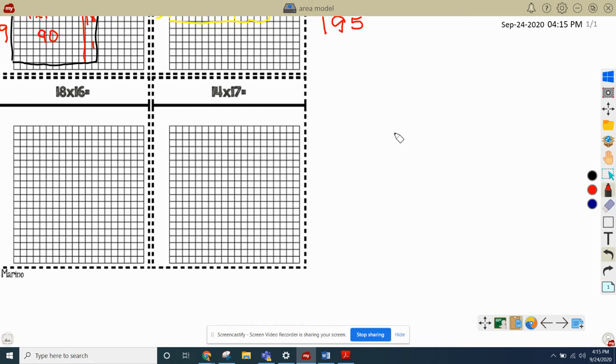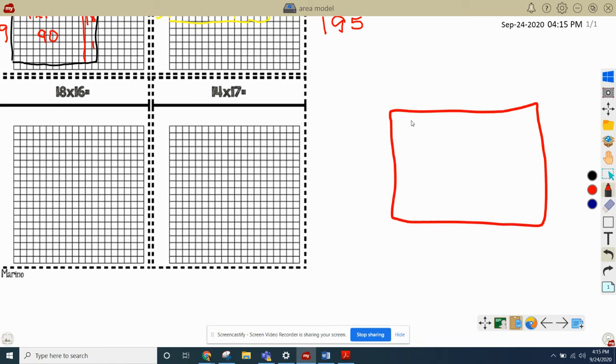So the first thing I'm going to do is I'm going to draw a box. And since we're not counting little bitty squares, the size doesn't matter as long as you can write inside of it. Okay, and we're going to take 18 and decompose it to 10 and 8. Then we're going to decompose 16 to 10 and 6. Okay, now we can talk about what goes in each box.